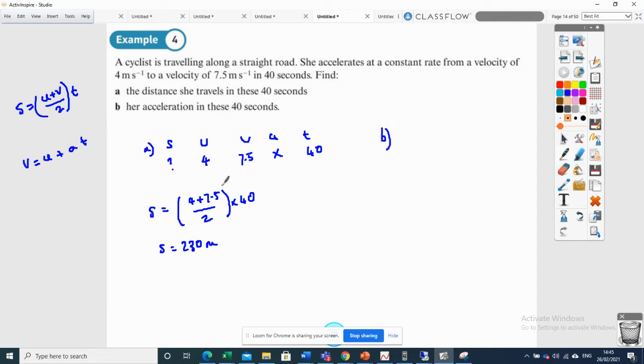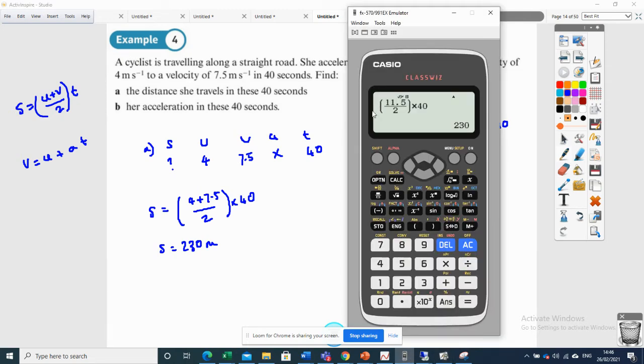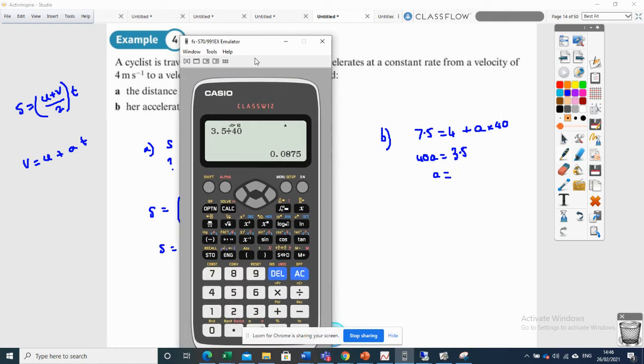Part B, find the acceleration in these 40 seconds. For acceleration, we're going to use this one because it has acceleration in. So we've got 7.5 equals 4 plus A times 40. So 40A is equal to 7.5 take away 4, which is 3.5. So A is equal to 0.0875 meters per second squared.